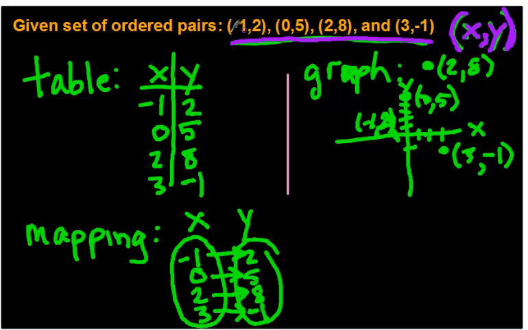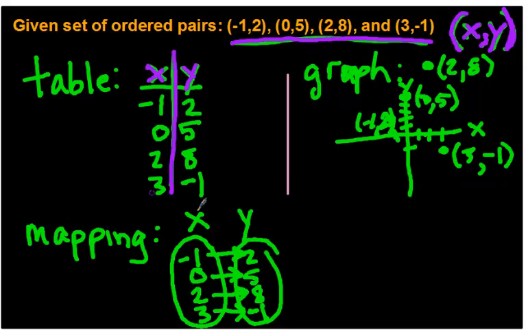We can take these ordered pairs and translate them into a table. We usually put the x on the left, the y on the right, and then we pair up our ordered pairs in a table form. So (-1, 2), then (0, 5), (2, 8), (3, -1), and those are all of your x values and all your y values. And be sure to keep the pairs still together.